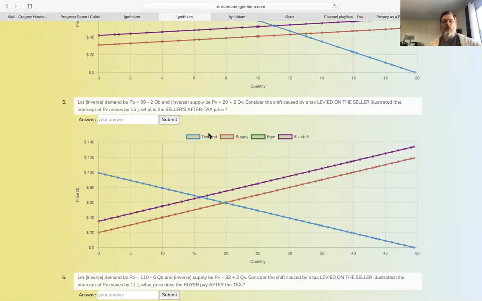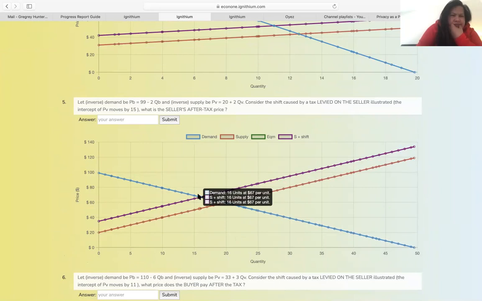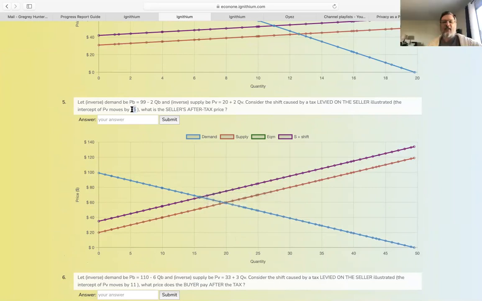So this one is the seller's after tax price. Remember, we go up here and we find the buyer's after tax price, right? And then you just subtract off the tax, which in this case is 15. That's where they cross, because you can see all the bubbles come up at once. So the buyer's is 67 and then minus the tax 15. So 67 minus 15 should be 52. Do you see what I mean, Beverly?